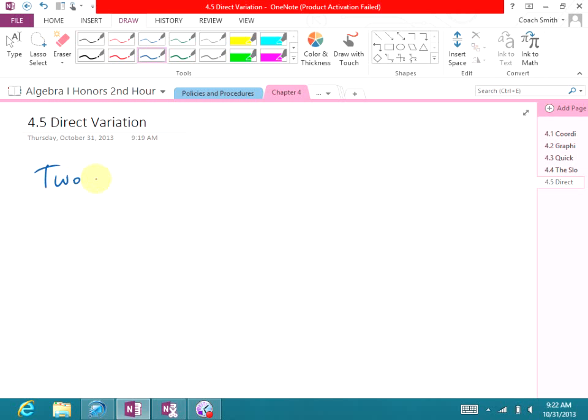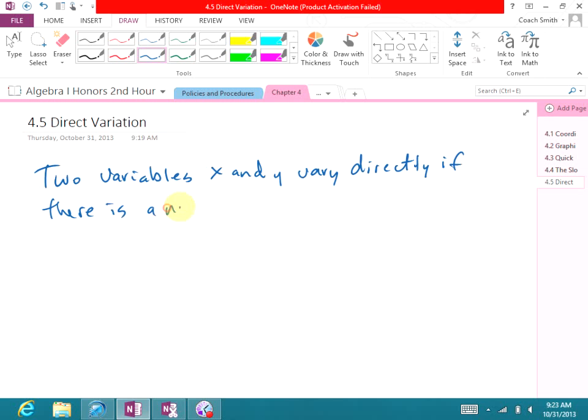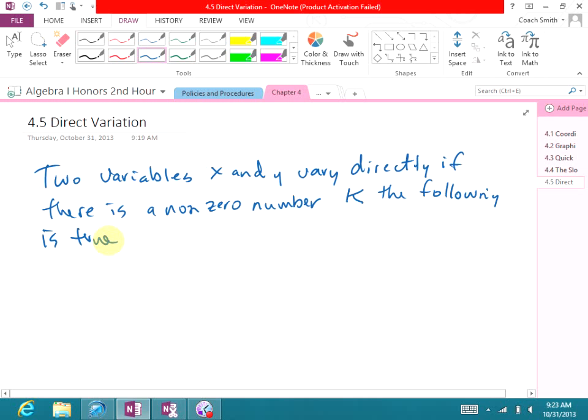All right. When two variables, we'll call them X and Y, vary directly, in other words, they have a direct relationship, if there is a non-zero number, and we'll call it K, the following is true. Okay? Y equals KX.